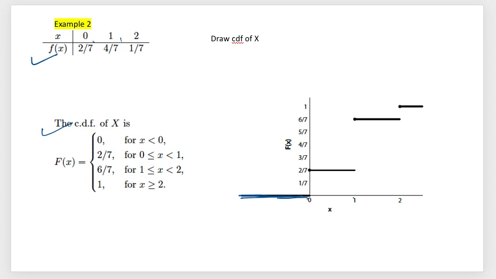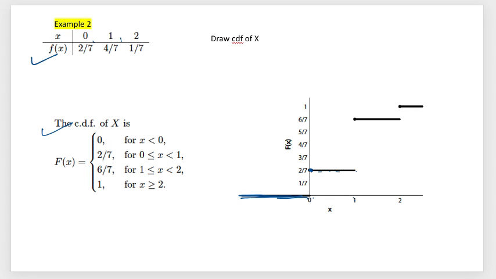The moment the value takes 0, it will jump to 2 by 7, and this will be the same as 2 by 7, because there is no probability in between 0 to 1. So it means the sum of the previous entries will be constant at 2 by 7. That's why we have highlighted the lower value of the line.